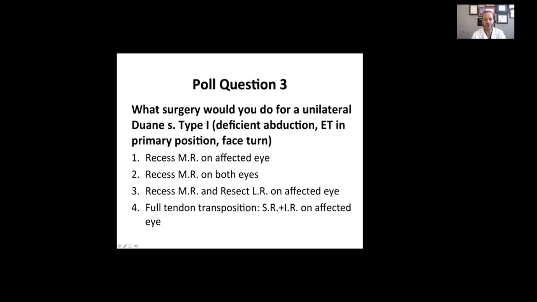All right, so before we talk about surgical management of Duane syndrome, we're going to go back to our polls. How do you treat Duane syndrome? I'll go ahead and open this up and read through these.